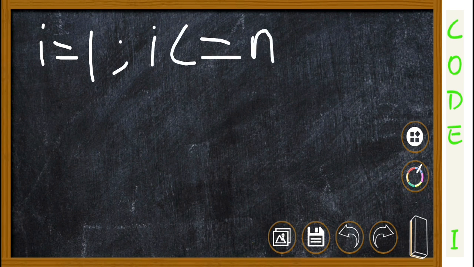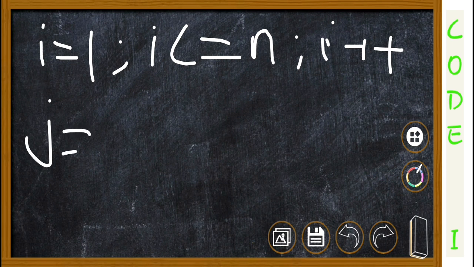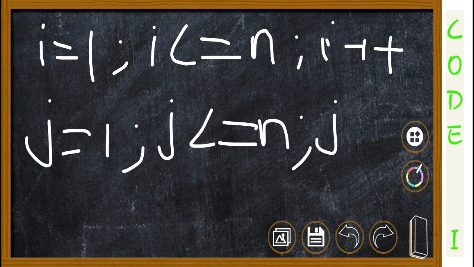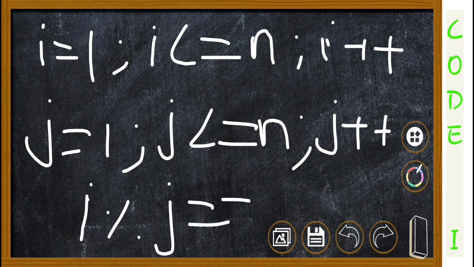So i equals 1, i less than or equal to n, and i plus plus. Same way, j will be 1, j is the inner loop and i is the outer loop. j less than or equal to n and j plus plus, and the condition will be i mod of j equals to 0, divisor plus plus. This i mod of j will be in the if statement.